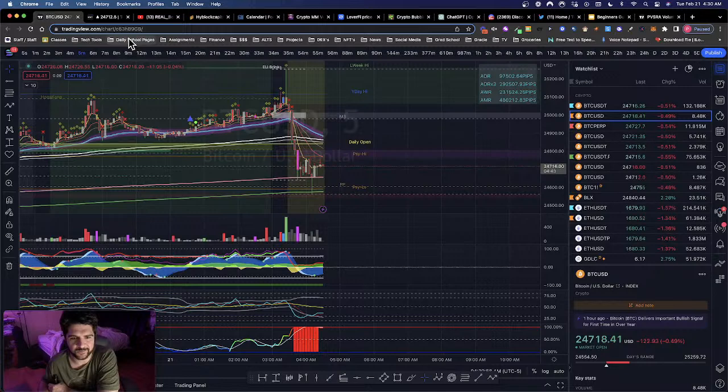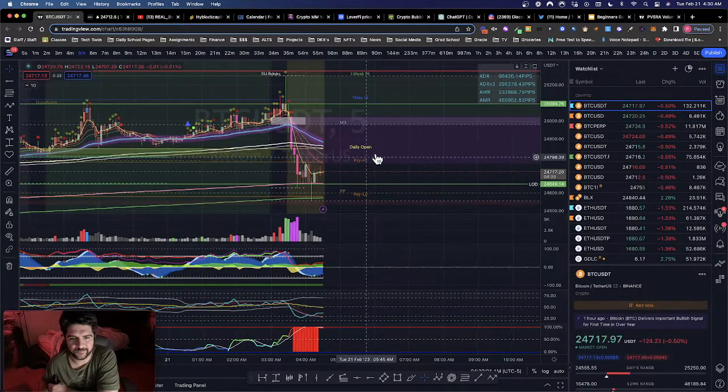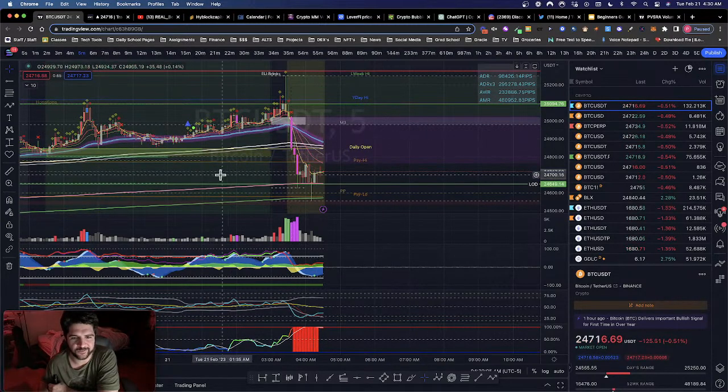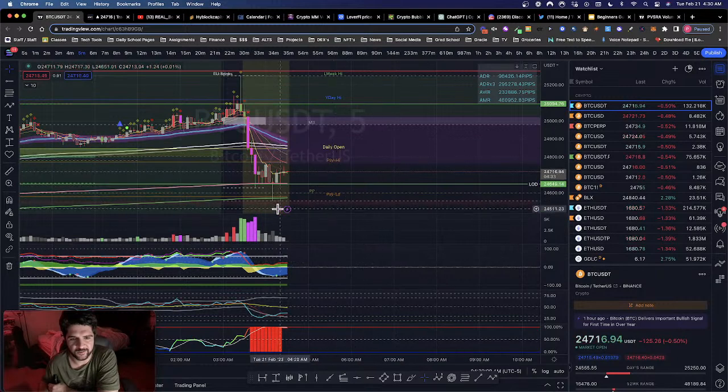That's my cue to get out. I like how I'm not cutting the trade. This is poor practice. Why am I holding my trade?